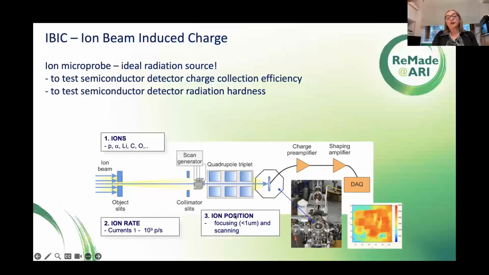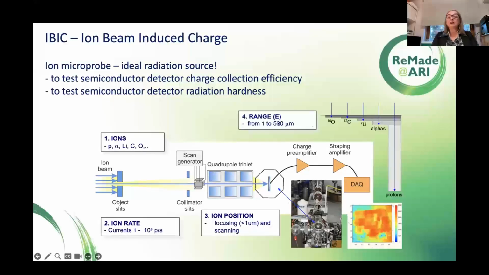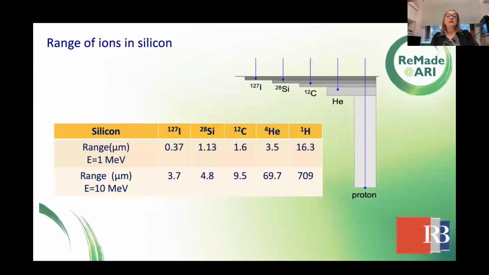We have good definition of position, and we also can do some 2D imaging. So we can really relate the position of the ion and the place on the sample. We can test different ranges of the detector from, let's say, 1 to 500 microns by changing the ion type and energy. And also the energy deposition in our system will vary from, let's say, 10 to 1,000 keV per micron. So we can really deposit different amounts of energy in our detector. So this is also nice to see.